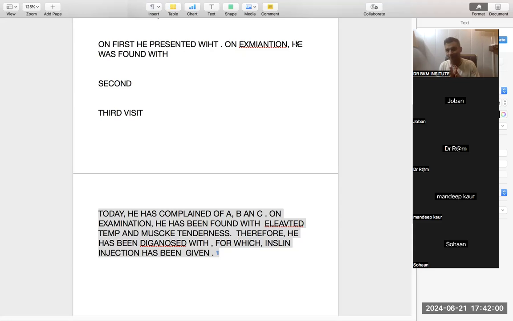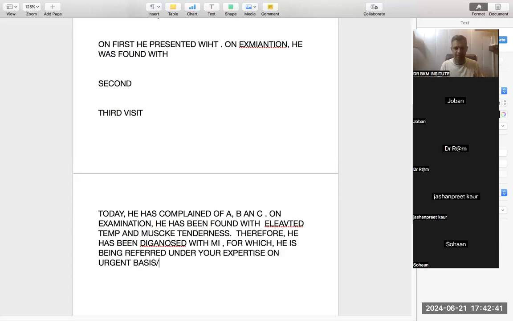Do you understand? So it will not only give you variation, it will also become logical, relevant and rational. You will say we are just doing this, and therefore we are referring the patient on an immediate basis. So suppose he has been diagnosed with, if I say, myocardial infarction, for which he is being referred to you, under your expertise, on an urgent basis. This will make more sense.